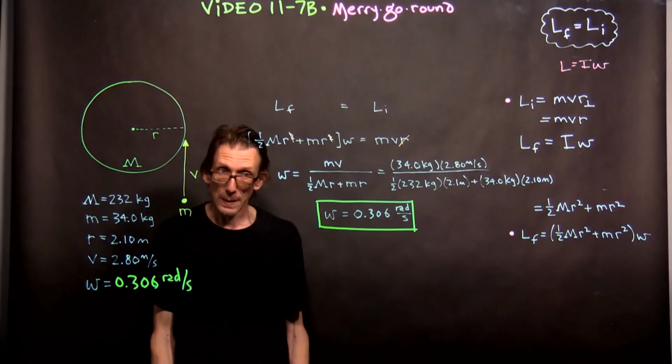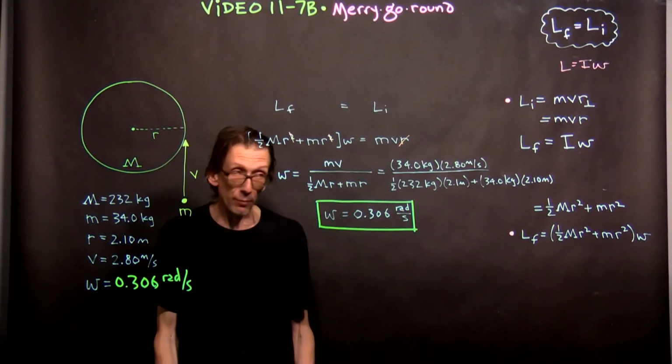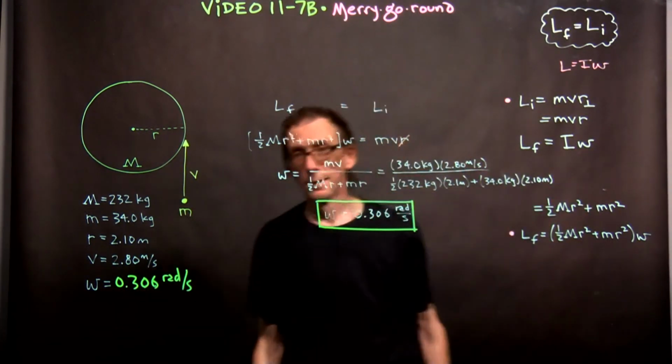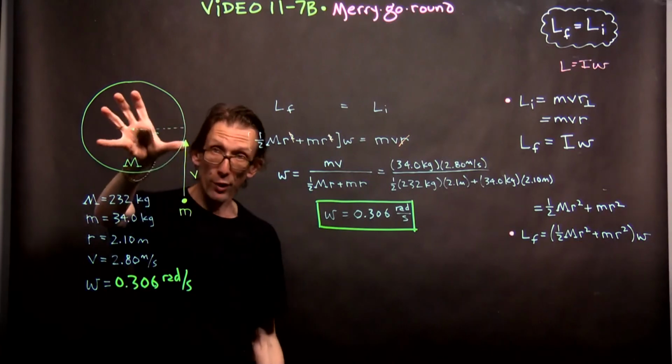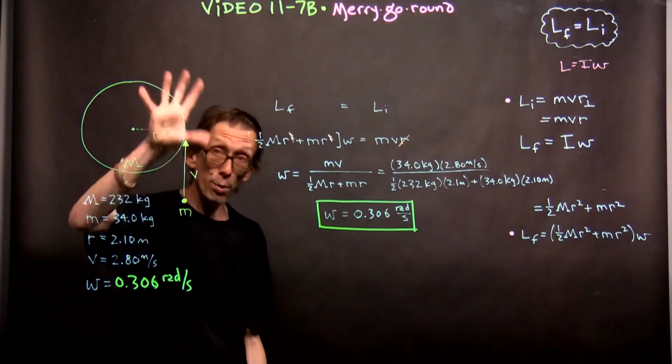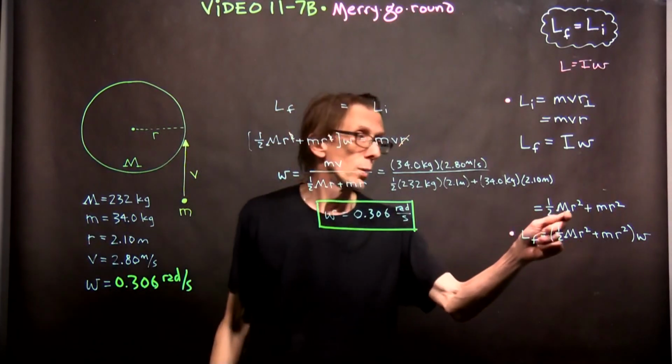Okay, that's it. That, and the fact that we had to break out the moment of inertia into two pieces. Okay, the total moment of inertia of the kid and the wheel, you had to add them up separately. The moment of inertia of the wheel plus the moment of inertia of the kid, which is what we did right there.